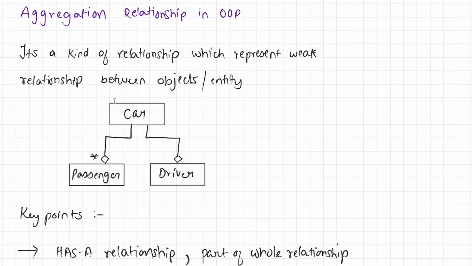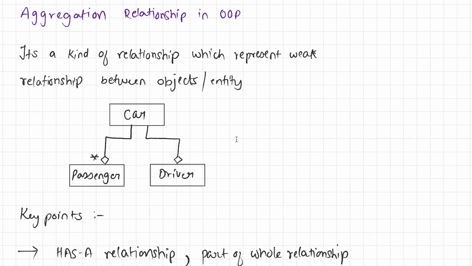So here we have a real world entity, that is a car. And then we have real world entities, that is a passenger and driver. Now we have to model the relationship between car, passenger and driver. So in case of aggregation relationship or weak relationship, we use an empty diamond or blank diamond to represent aggregation relationship between car and passenger. Similarly, we use a blank diamond or empty diamond to represent aggregation relationship between car and driver.